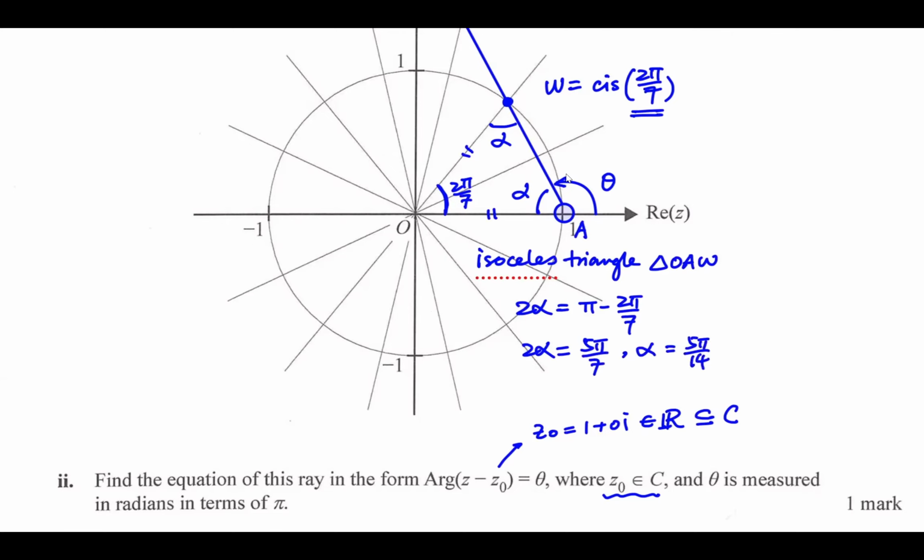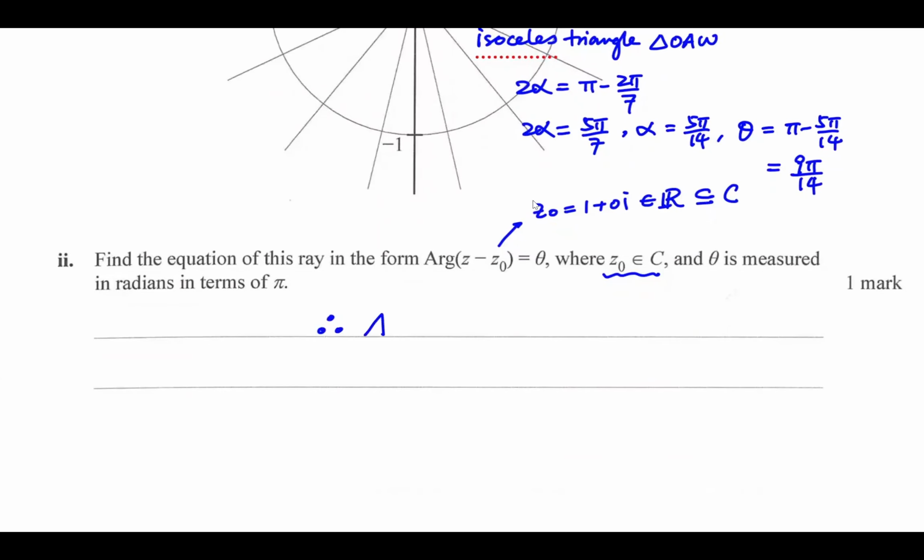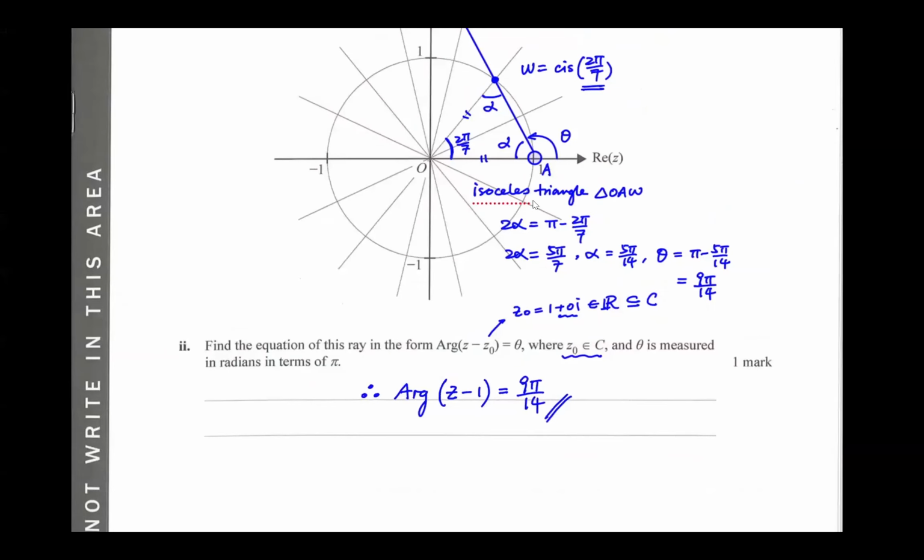But it's still not yet the angle theta, because we want the supplementary angle of alpha. So theta equals pi minus 5 pi over 14. That gives you 9 pi over 14, okay? All right, therefore, argument of z minus 1, we don't need to write a minus 0i, equals 9 pi over 14. So that is the equation of the ray described above.